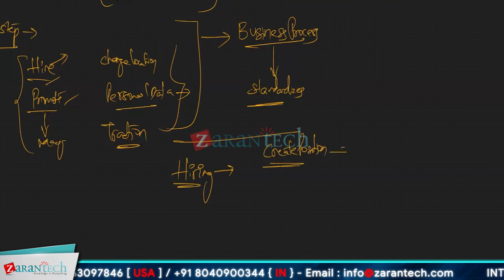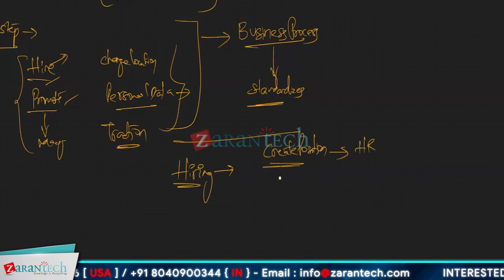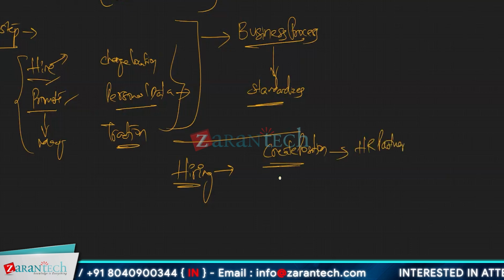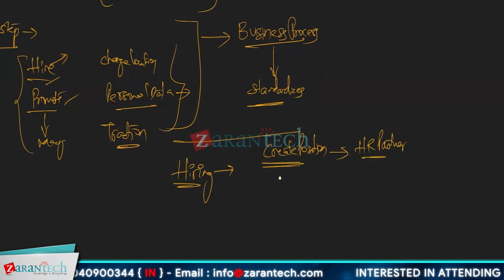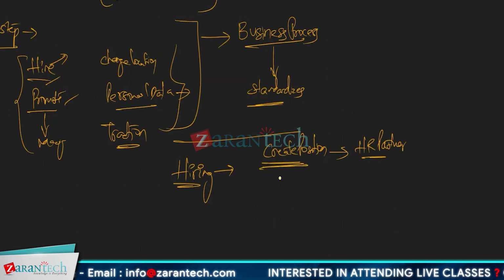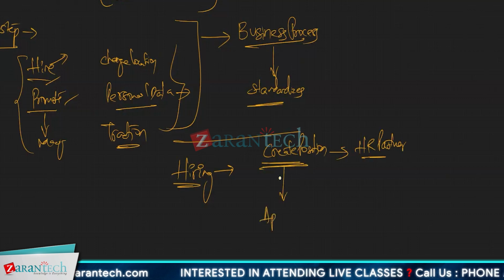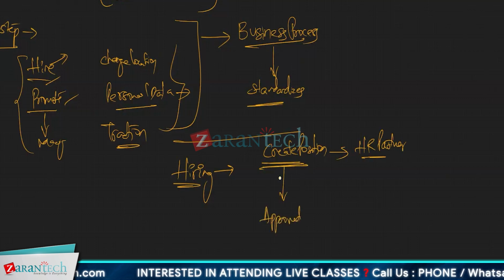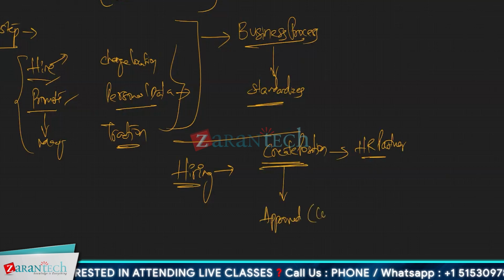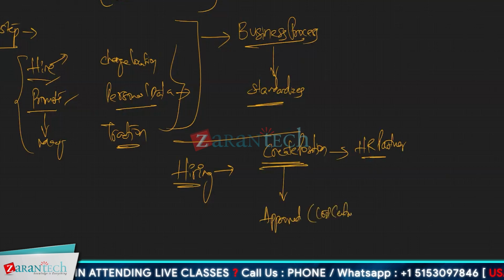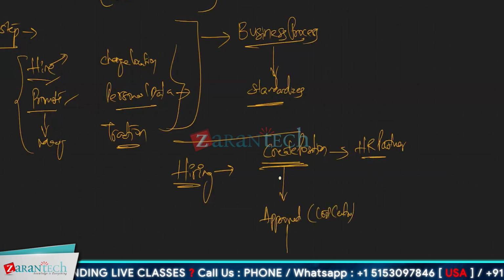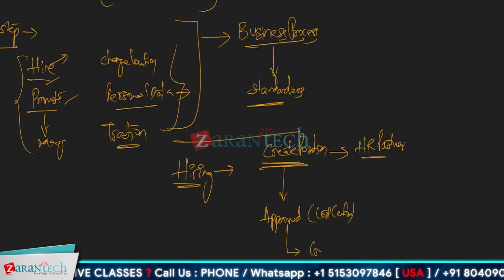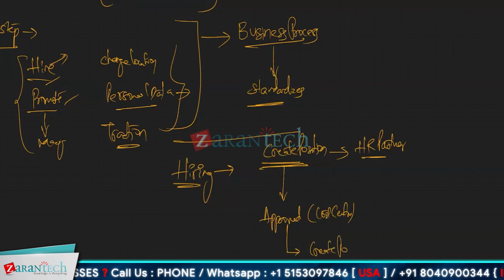Let's say the HR partner in the company initiates a position creation. When a position is requested, it first has to be approved by the cost center manager. Suppose this is a requirement in the company: every position that is created has to go for approval to the cost center manager. And once the cost center manager has approved, the position will be created.